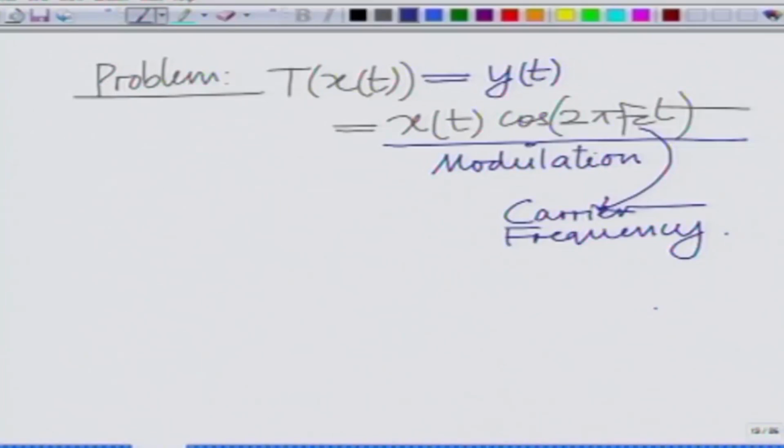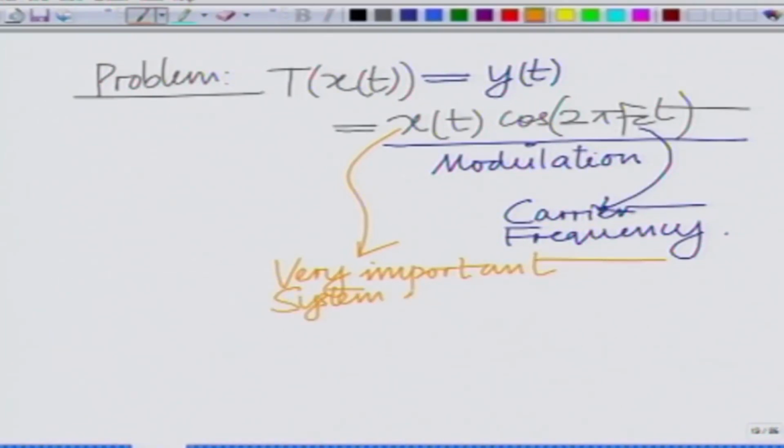This is a very important operation in a communication system. You can call it a subsystem in a larger communication system. In fact, the process of modulating the signal by a certain carrier forms a key aspect of any communication system.